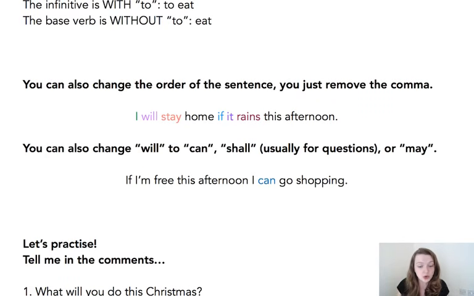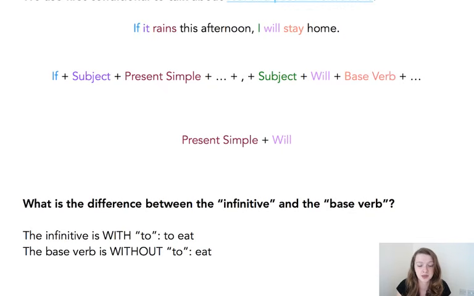You can also change the order of the sentence. So instead of saying, if it rains, I will stay home, so using the if and the will, you can change the order of the sentence around. And you can say, I will stay home if it rains this afternoon. By changing the order, you remove the comma, okay? I don't need that comma. And by changing the sentence round, I'm moving the emphasis of the sentence. I'm moving the stress, the part that I want to stress. Here I'm stressing, I will stay home. This goes first. While in the first version, I'm stressing the if it rains, because that goes first.